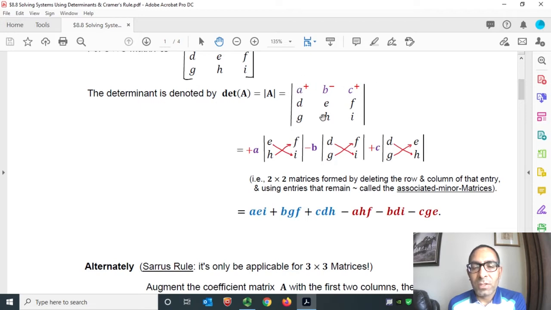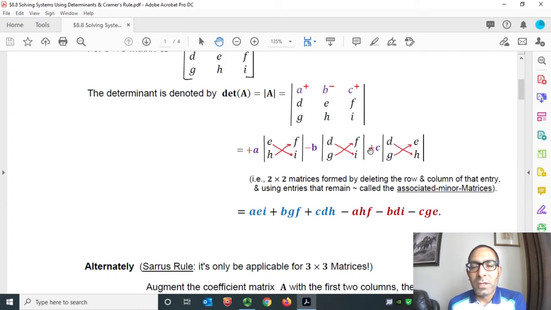Then we have the 2 by 2 determinant left, which is e, f, h, i. Next term is negative b times the determinant. We cross out the second column and first row which contains the entry b. Then we have this determinant here, d, f, g, i.